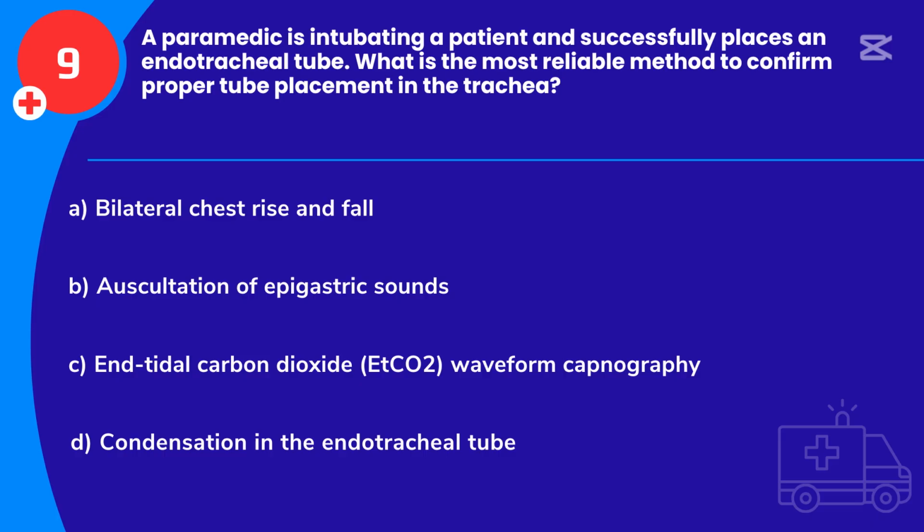Question 9. A paramedic is intubating a patient and successfully places an endotracheal tube. What is the most reliable method to confirm proper tube placement in the trachea? A. Bilateral chest rise and fall. B. Auscultation of epigastric sounds. C. End-tidal carbon dioxide, EtCO2, waveform capnography. D. Condensation in the endotracheal tube.